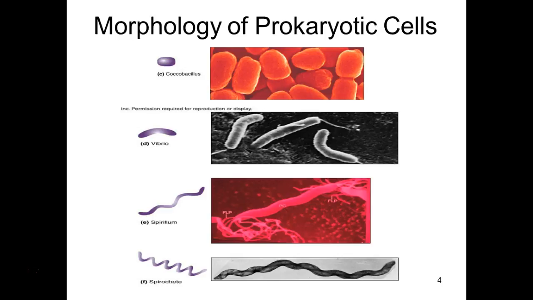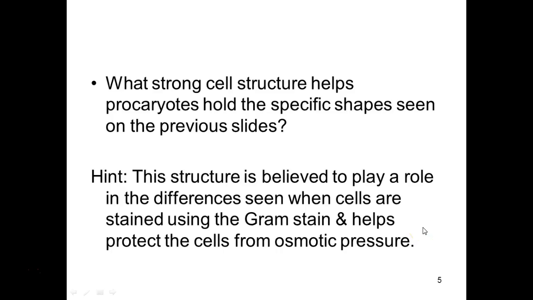So you can see a little bit better here the multiple flagella that makes these guys motile, and the single one on that one. So what strong cell structure helps prokaryotes hold the specific shapes seen on the previous slides? Here's a hint for you. This structure is believed to play a role in the differences seen between when cells are stained using the Gram stain.